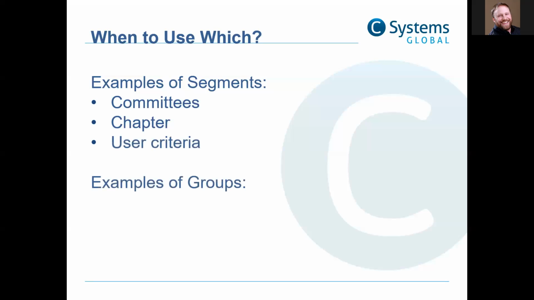Other user-defined criteria here, this can really be across the board. If you have a field in iMIS that needs to be a certain value or set of values in order for someone to get the email, segments is your go-to.